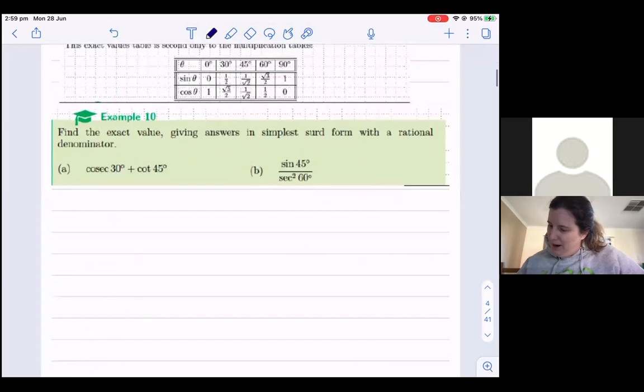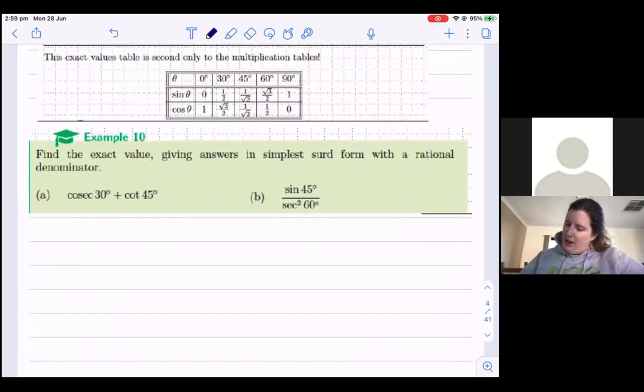Exact values, hooray, back into my comfort zone. Cosec, don't forget you look at the third letter to figure out what it is. So cosec is sine upside down. Sine 30 is 1 on 2, so it's 2 on 1. Cot 45: cotan is tan upside down. So tan 45 is actually just 1, so it's just 1 upside down, which is 1.